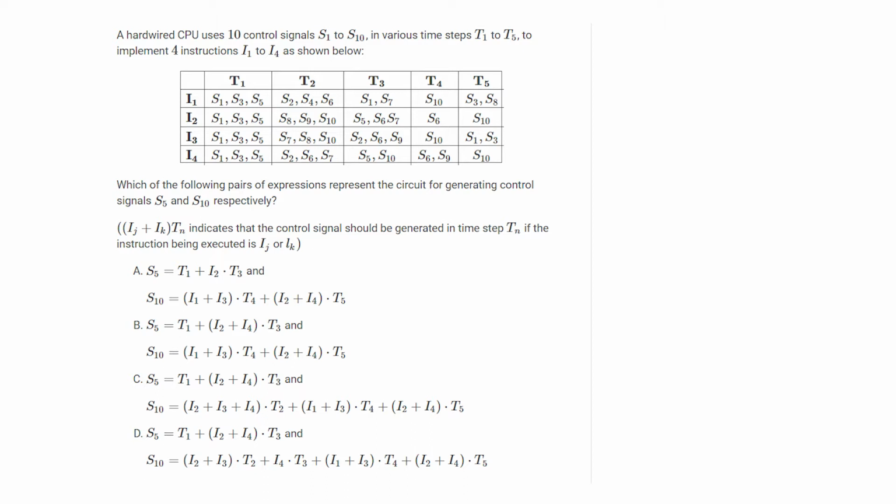Then after the table, they're saying which of the following pairs of expressions represent the circuit for generating control signals S5 and S10 respectively, where Ij plus Ik into Tn indicates that the control signal should be generated in time step Tn if the instruction being executed is Ij or Ik. Then they have specified these 4 options.